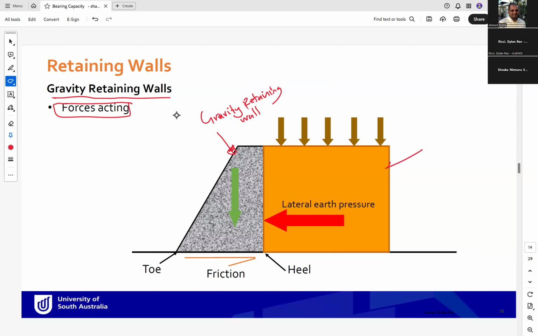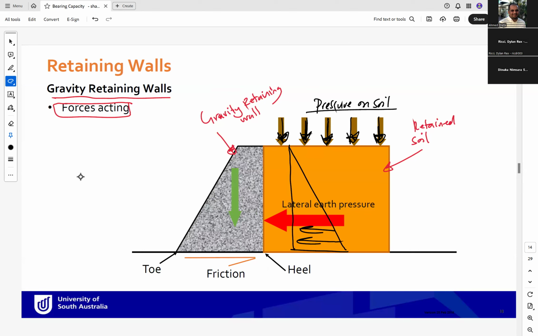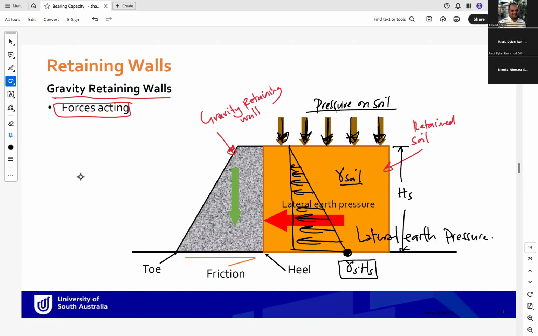And this is the soil block or retained soil. On top of that, we have some applied pressure on the soil surface. What we have here is that the soil will cause lateral pressure on the wall. This is the important component of pressure, the lateral earth pressure. For your information, the maximum value of pressure, if the soil has density gamma and the soil layer height is H soil, will be gamma soil times H soil. Okay, just for your information.